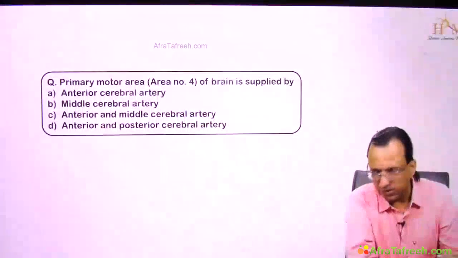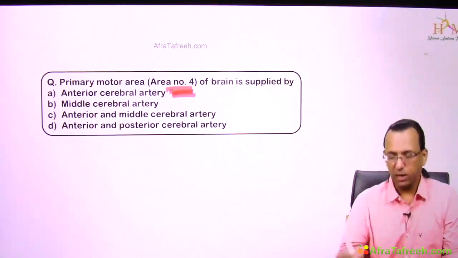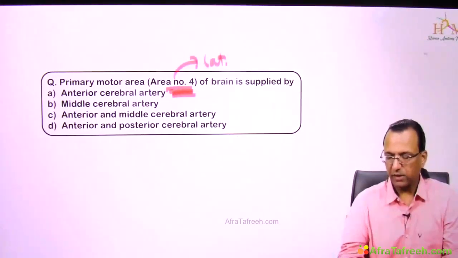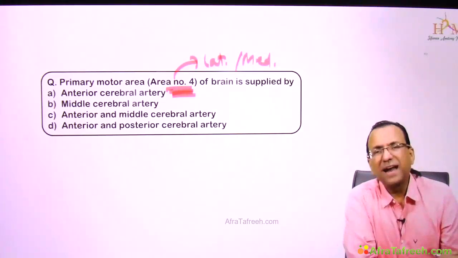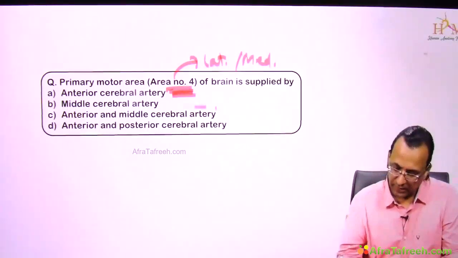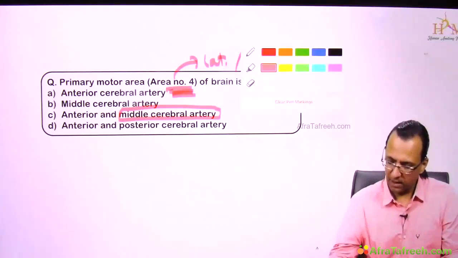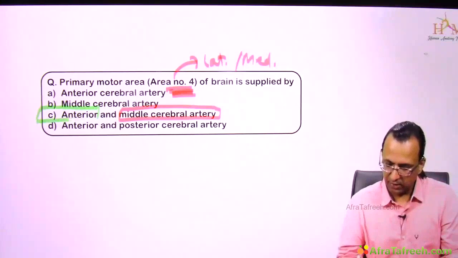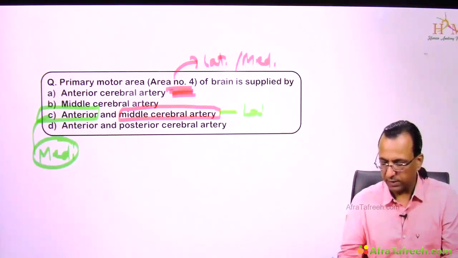Okay, fine. What is the answer to this question? Then it is asking area number 4. Area number 4 can be on the lateral cerebrum and it is also on the medial cerebrum. So when it is on the lateral cerebrum, upper body homunculus is supplied by middle cerebral artery. And when it is on the medial cerebrum, lower body homunculus is supplied by the anterior cerebral artery. This is medial cerebrum and that is lateral cerebrum.